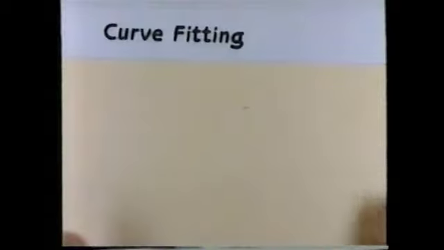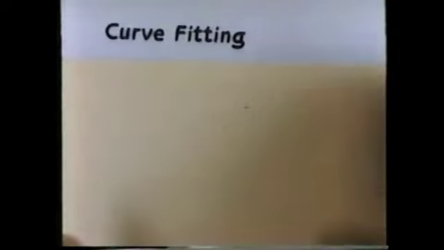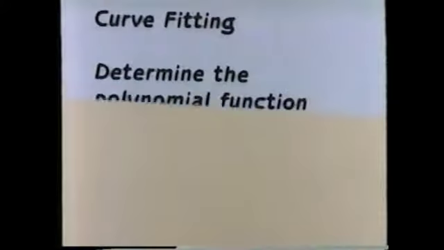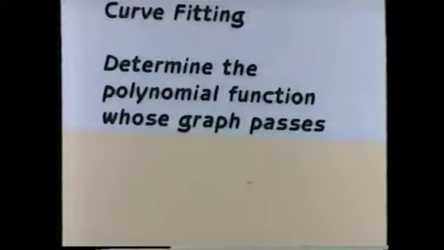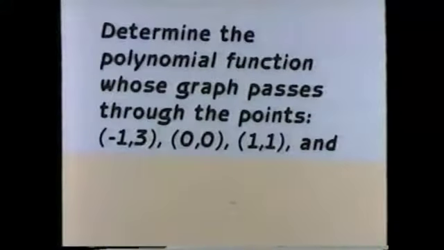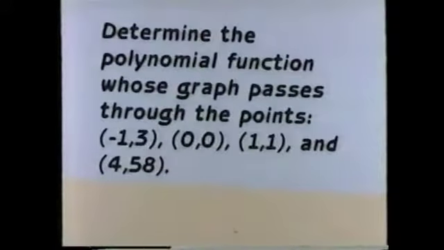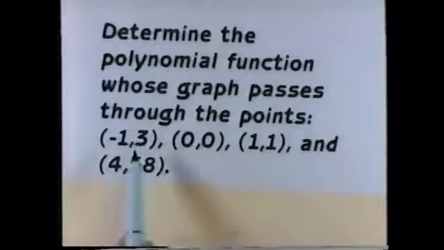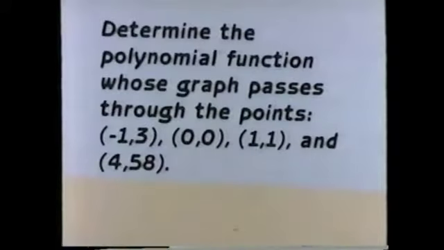First, let's look at a problem involving curve fitting. Determine the polynomial function whose graph passes through the points (-1, 3), (0, 0), (1, 1), and (4, 58). Notice that we have 1, 2, 3, 4 points. So therefore it's going to take a third degree polynomial to pass through all points.